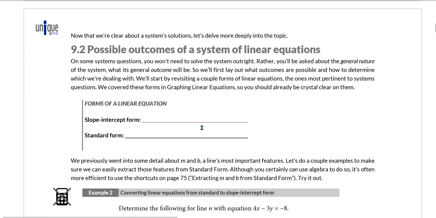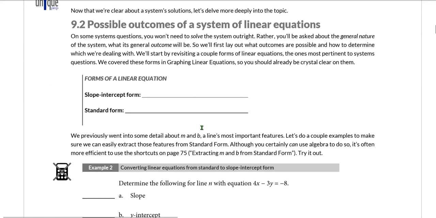Next page, we are going to talk about not yet actually solving the system. We will get to solving the system in a moment. We need to talk about the possible outcomes of a system, what can happen when we are dealing with a system of linear equations. First, let's reiterate something that we have learned previously in section 8.